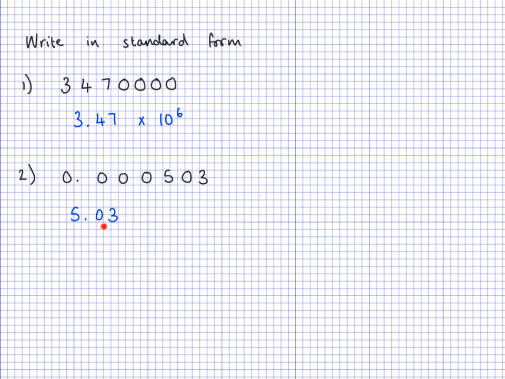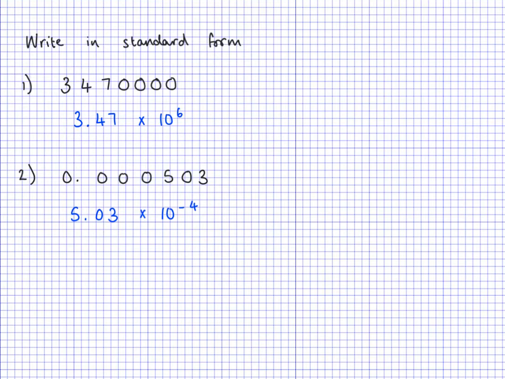Now, 5.03 is much bigger than this number, so I need to make this number smaller. So what I can do is I can times it by 10 to the power of -4. Okay, so times it by 10 to the power of -4 will make this number smaller by 4 place values. So the 5 will move over and over and over. So it will move 4 times, and it will give me this number.